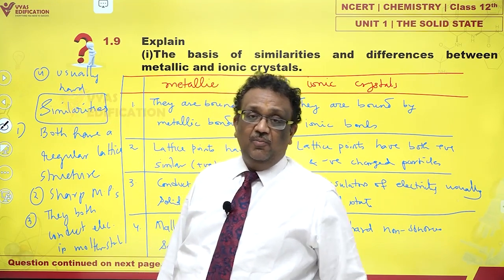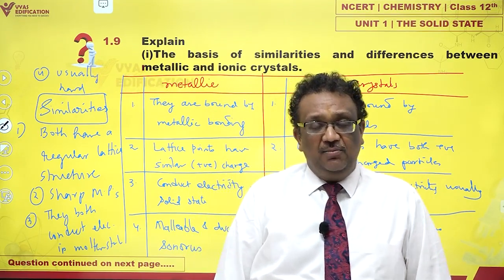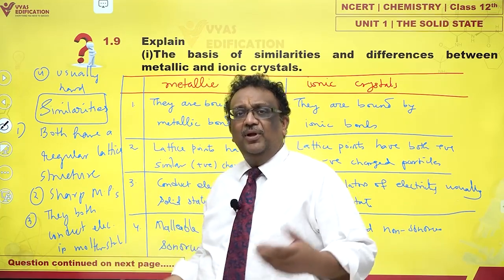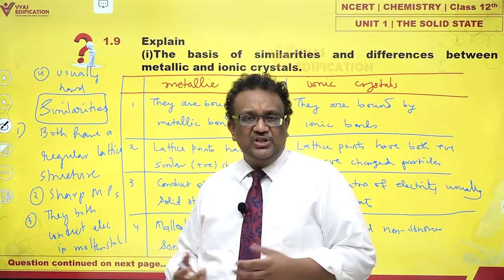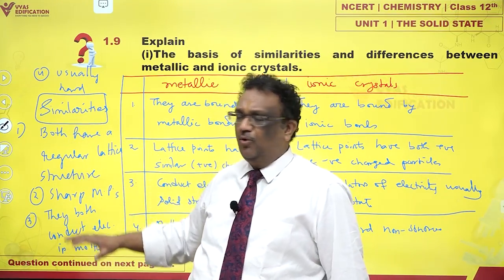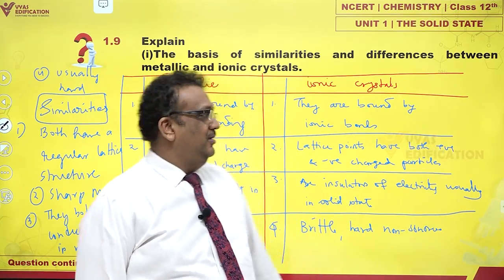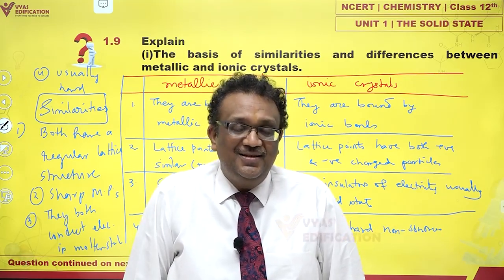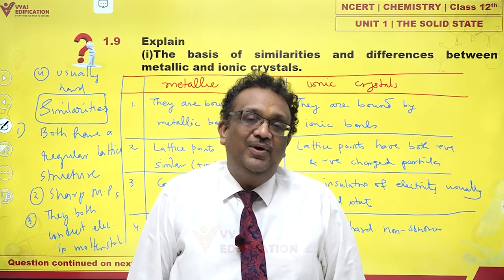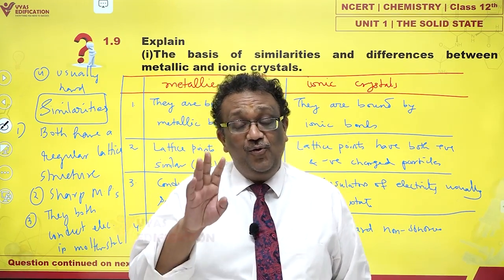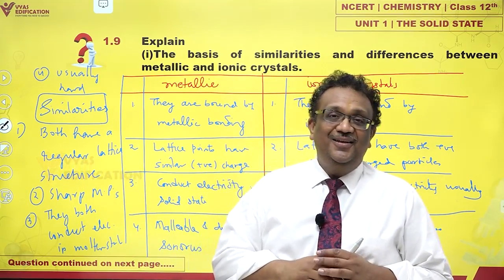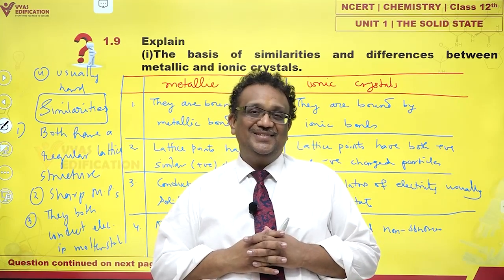They're usually hard. A metallic crystal like iron or titanium is hard. I mean, there are cases like mercury or alkali metals which are soft, but if you just leave them out, most of the metallic crystals are pretty hard, and most of the ionic crystals are also pretty hard. So yes, they do have that in common very much. These are 4 points of similarities between metallic and ionic crystals.